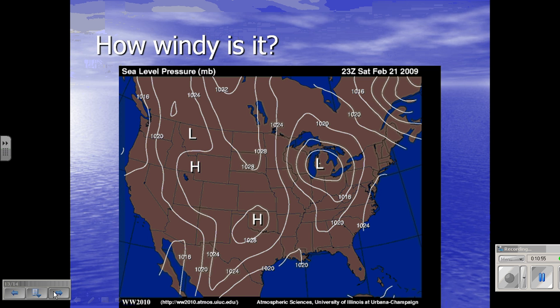So on this one, when we look at how windy it is, if you were to guess, how windy do you think it would be in here? I just want you to think to yourself, is this going to be really windy or not very windy? And why is that? And if you thought that it would not be very windy, you'd be right, because the isobars are really far apart. It would be a lot windier over here where the isobars are closer together.